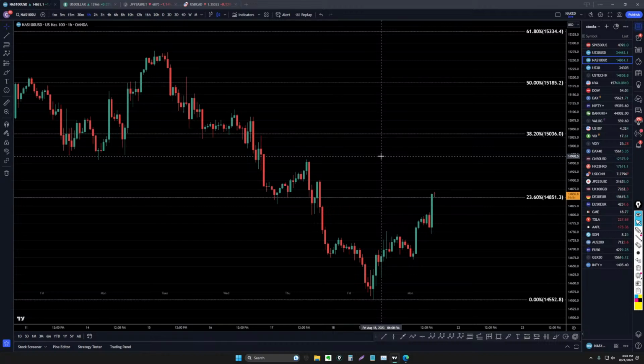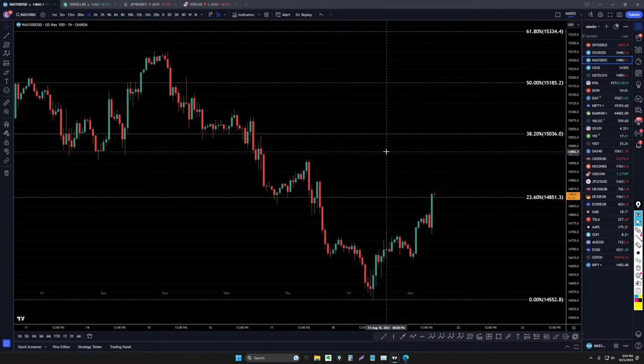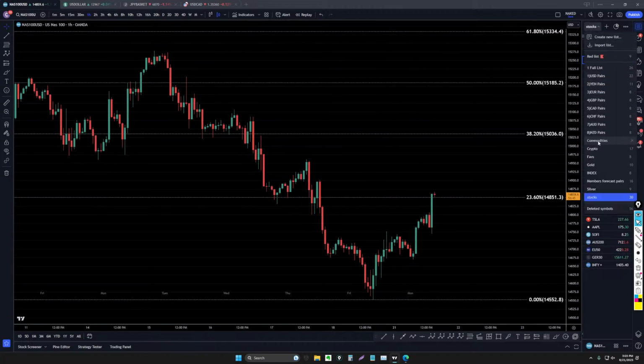Let's go check out, oh, I cropped out the euro pound. I don't want to forget that. Euro pound, GBP. So let's go check out a couple commodities.